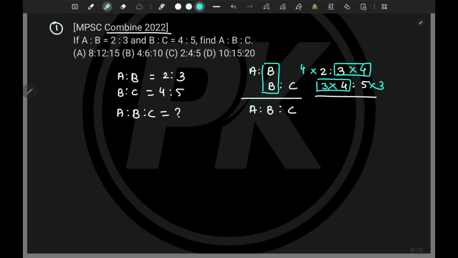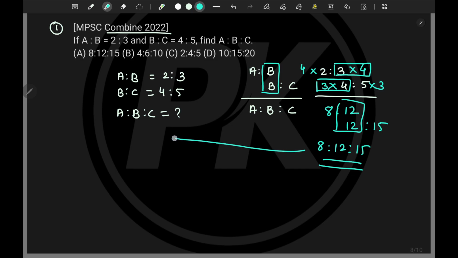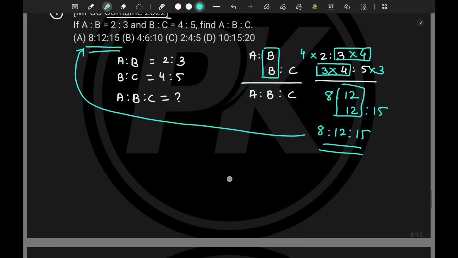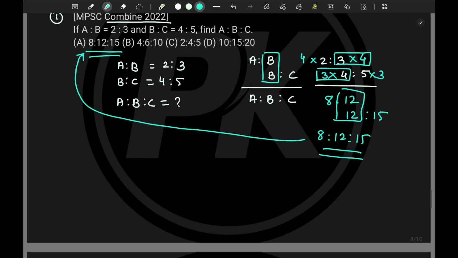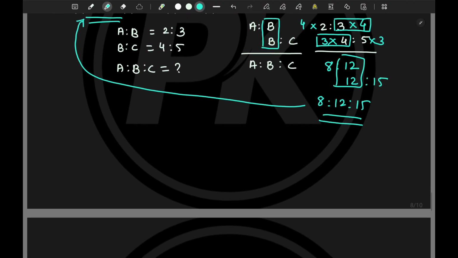So 4 into 2 is 8, and this will become 12. Now this will become 12 and this will become 15. Now these numbers are common. So can I say now 8 as to 12 as to 15? In the options, we have option A, 8 as to 12 as to 15. That means this option is correct. Okay, now we have understood how to solve this problem.